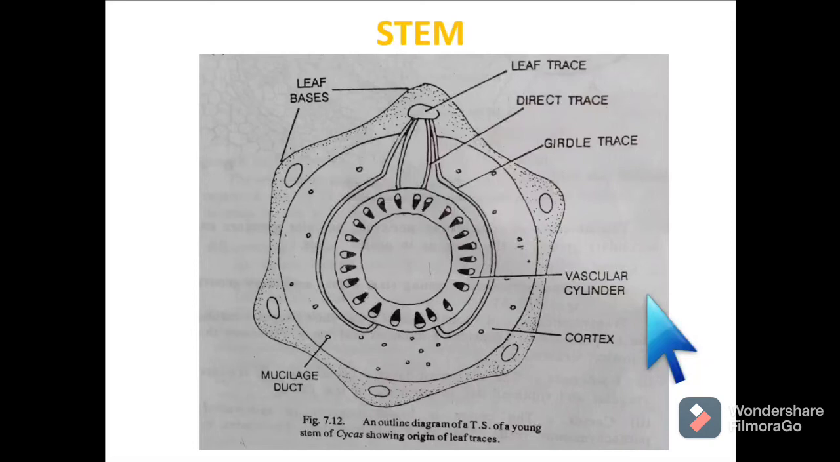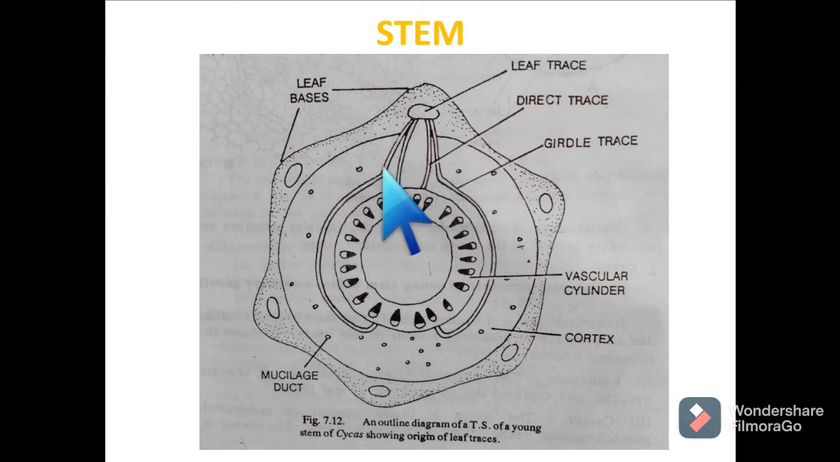Okay, in this video, I will explain the leaf traces. In my last video, I had already explained the internal morphology of the stem. So this is a very short video, in which I will explain the leaf traces. As you can see, the Cycas stem shows a most peculiar kind of leaf trace.